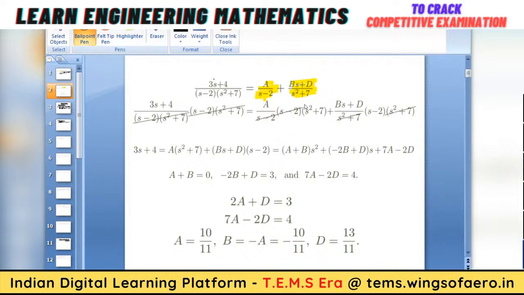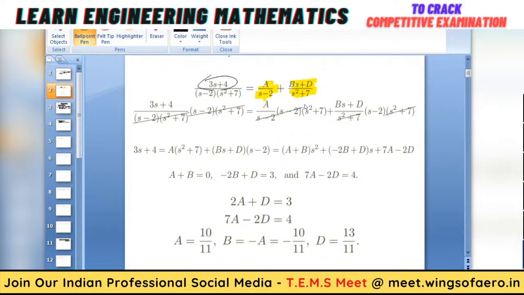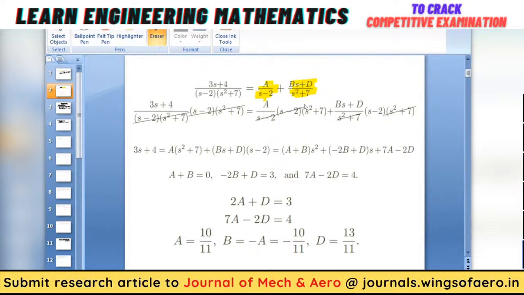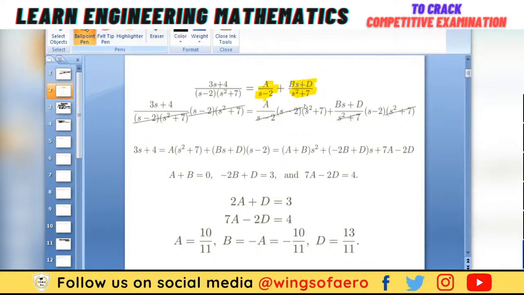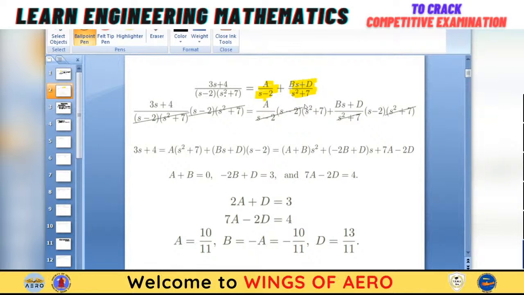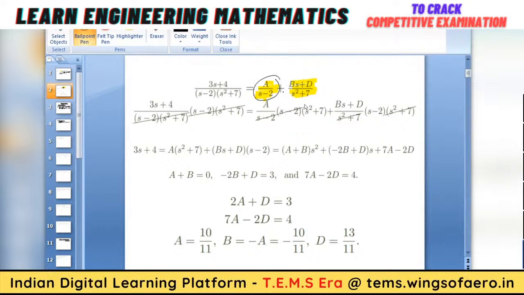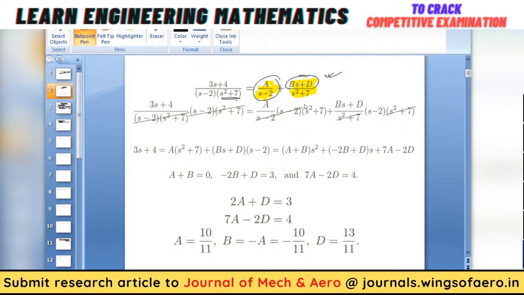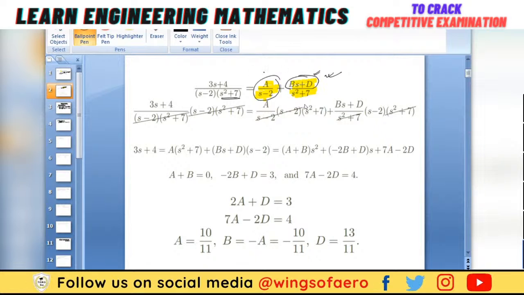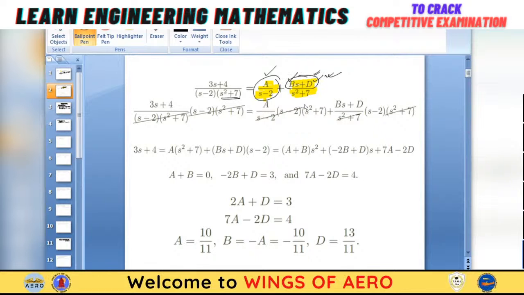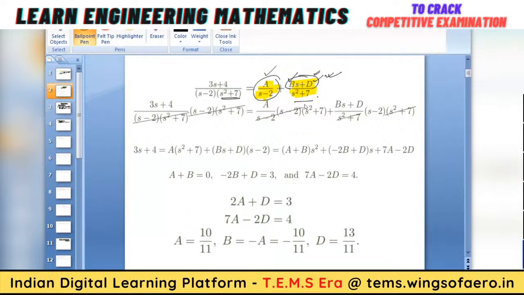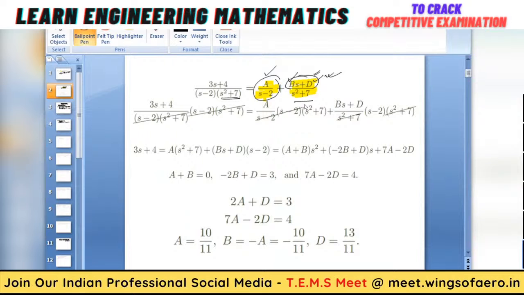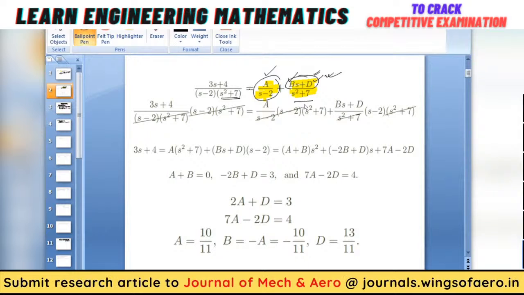Just forget about the numerator term; don't bother about what is in the numerator. Always bother about the denominator. The denominator has s minus 2 and s square plus 7, and s square plus 7 cannot be factorized. So in this case we divide it like this: a by s minus 2 plus (bs plus d) by s square plus 7. This is very important. Since it is a square term that cannot be factorized, always use bs plus d. Here a, b and d are all constants. This is the form of partial fractions if the term cannot be factorized.